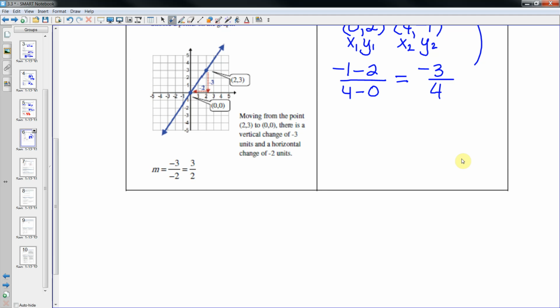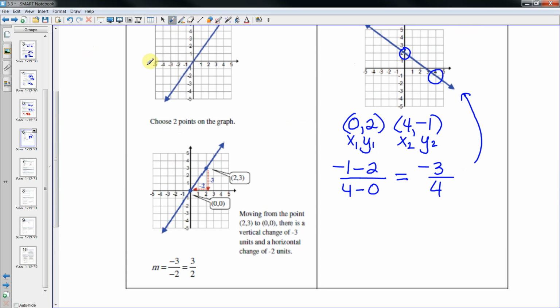Alright, so that is how we are going to deal with slope. The next part talks about parallel and perpendicular, but we're going to save that for another day.